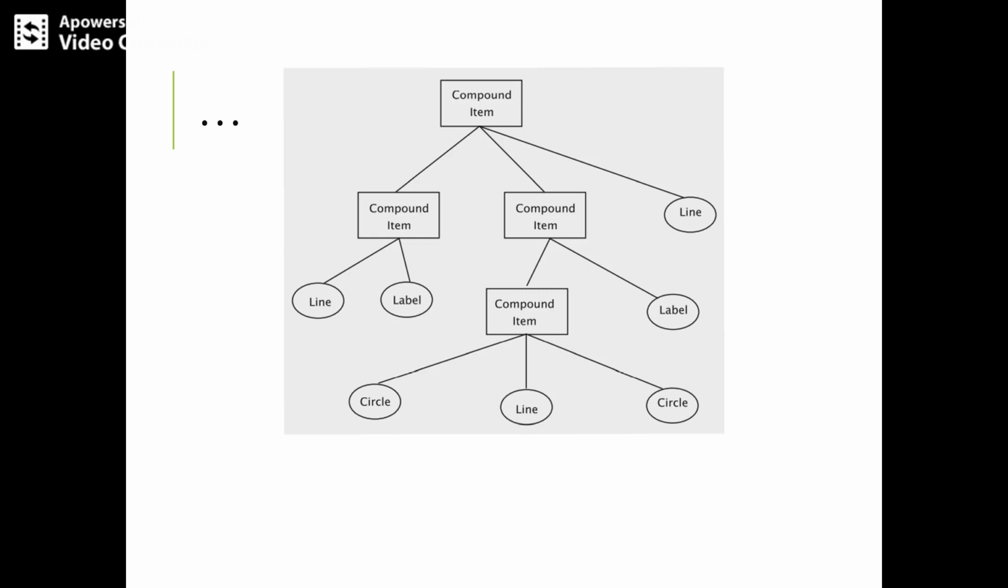I say that compound item group 2, group 1, 2. So like that, here line will be taken in the compound item. Similarly, this list or group compound item will be divided into line and label. So this could be again one more compound item, again divided into line, followed by circle, line and circle. So like that, we can keep on dividing it.